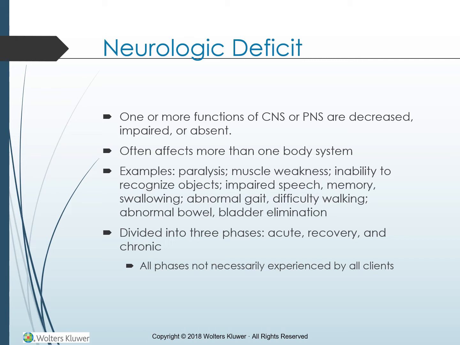The client with a neurologic deficit faces many problems. Often the deficit affects more than one body system. The client may be unable to walk, talk, perform simple tasks such as feeding and bathing, or recognize family members.